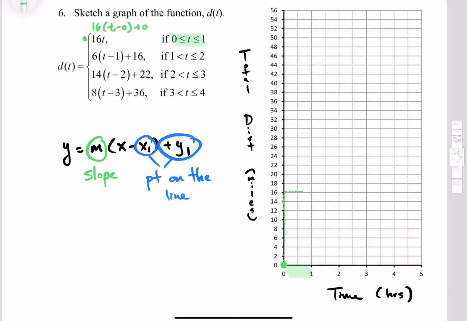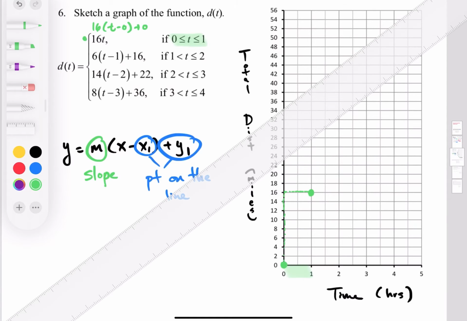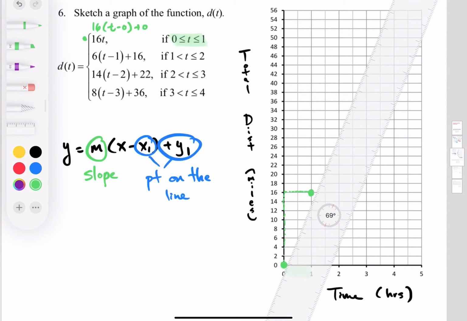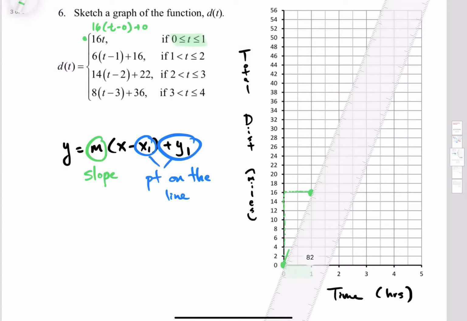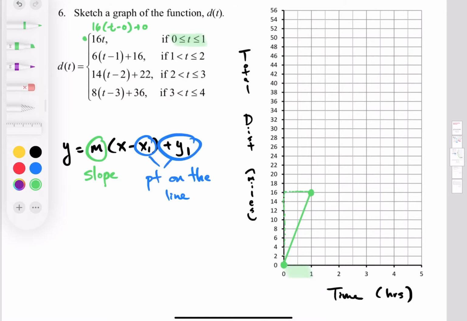Now, you've got to look at your scale, because 1 is not just one step to the right, but actually 2, because we have to go 1 hour. So we've got to take a look at the scale of our graph here. That's going to be the first piece of our graph, and I'm just going to take my straight edge and connect those 2 points, and this is what that first part of our graph is going to look like.